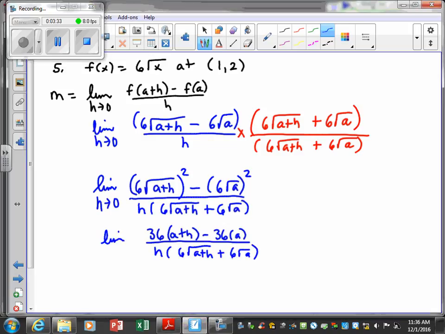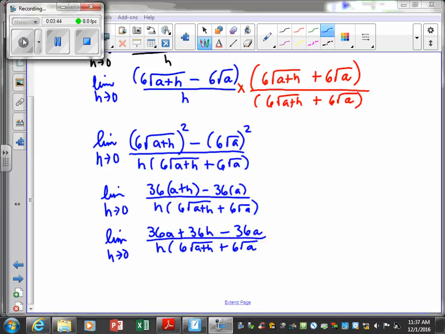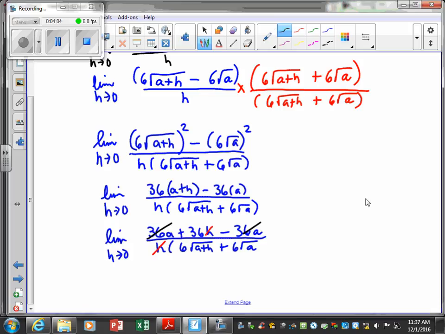And what can we do in the numerator algebraically? Let's just FOIL that out. Let's just go ahead and simplify everything in the numerator and see if anything cancels. Okay, then we can see that this is going to cancel, and also we can see that an h is going to cancel. This will be my only term that's left in the numerator, 36h, and we can see that an h is going to simplify out of each of those. So I'm going to go ahead and simplify that.